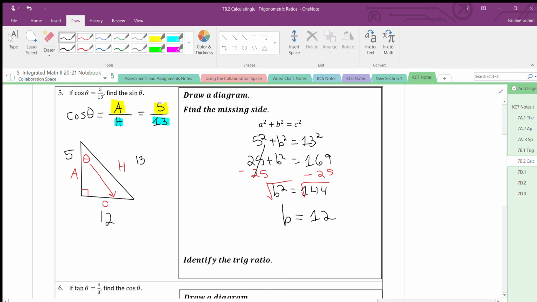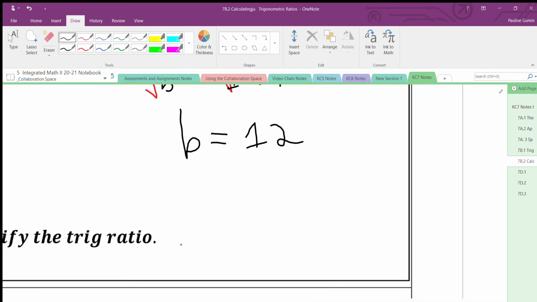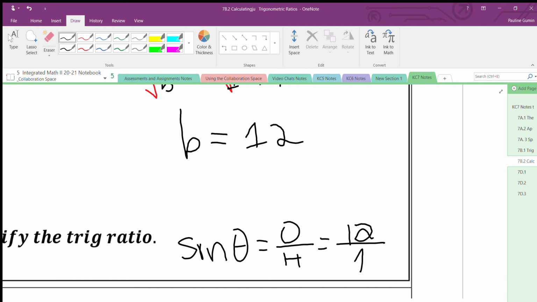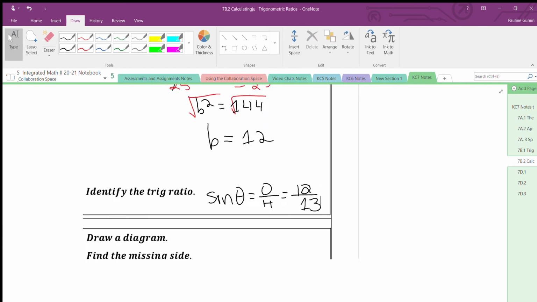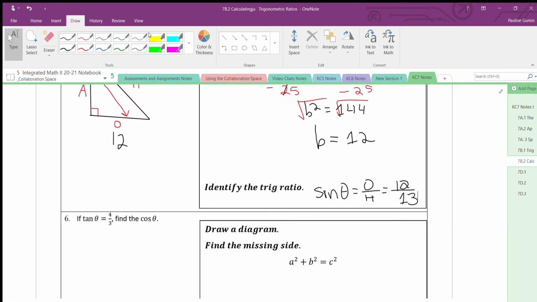So now I can finally find sine of theta. Sine of theta is opposite over hypotenuse, so 12 over 13. So 12/13 is my answer.